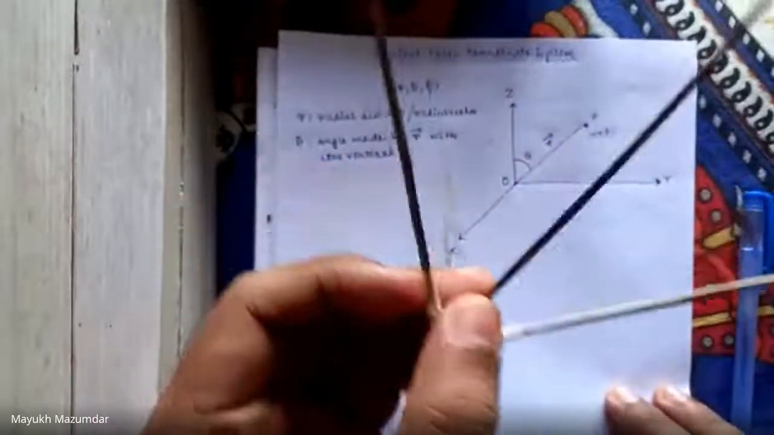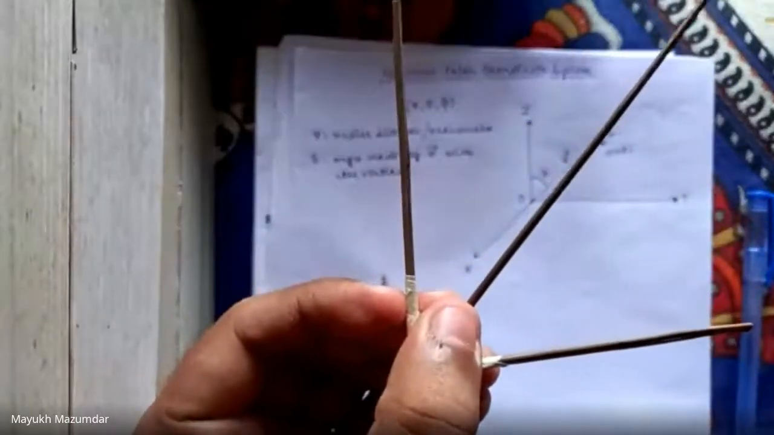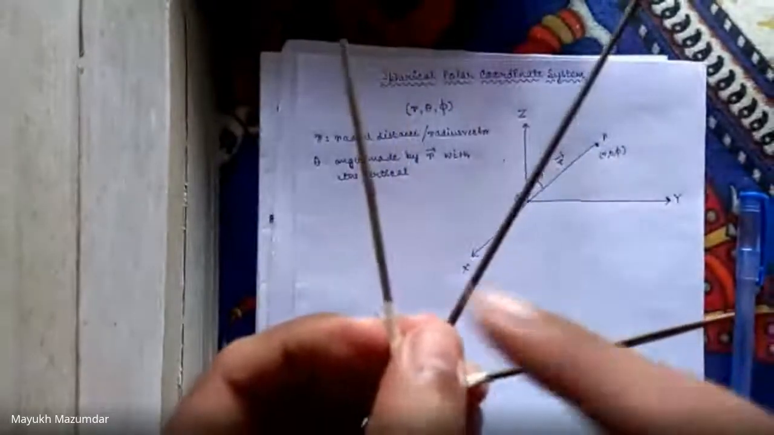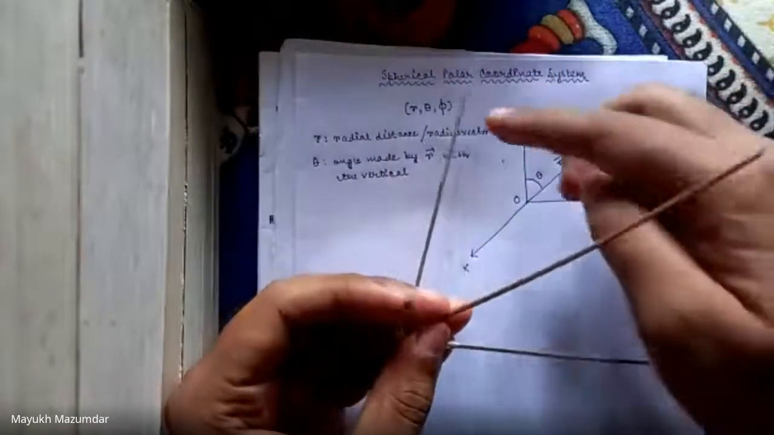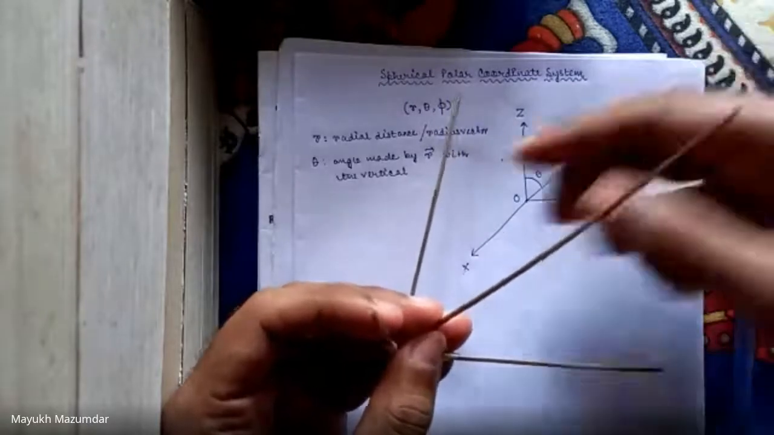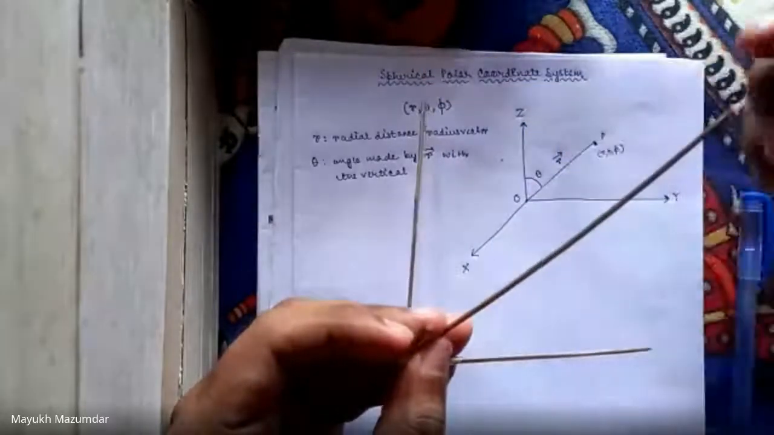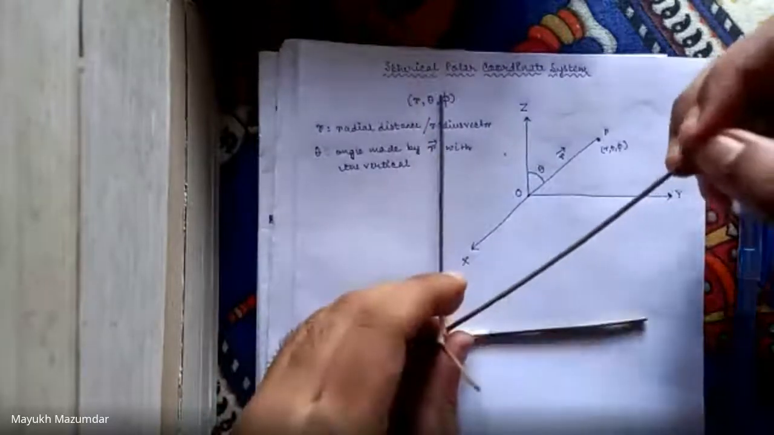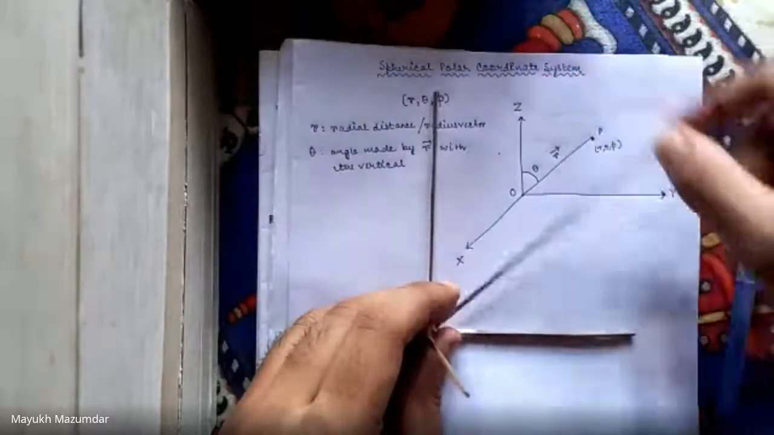Now you may be thinking, sir, this looks kind of two-dimensional. We have r, we have theta. How is this going to be 3D? It is going to be 3D if there is another angle. Which angle? This angle, the angle made by r with the ZX plane. So this is r, this is theta, this angle is phi.